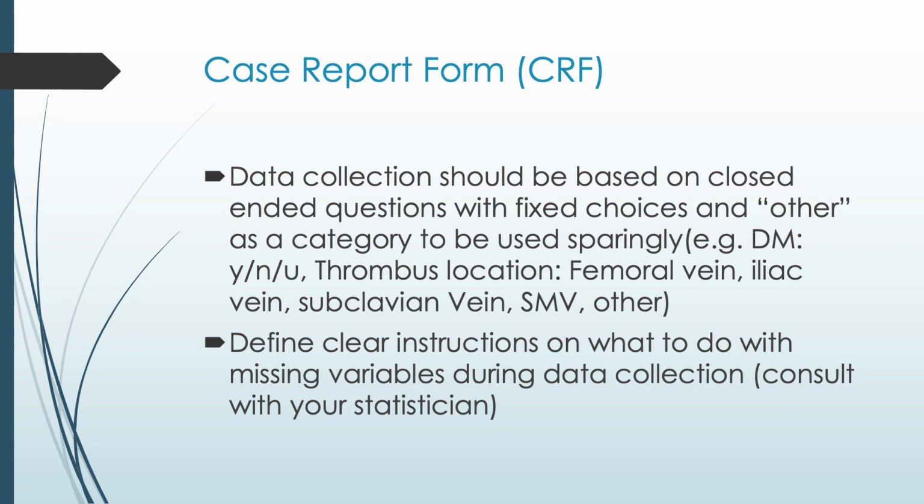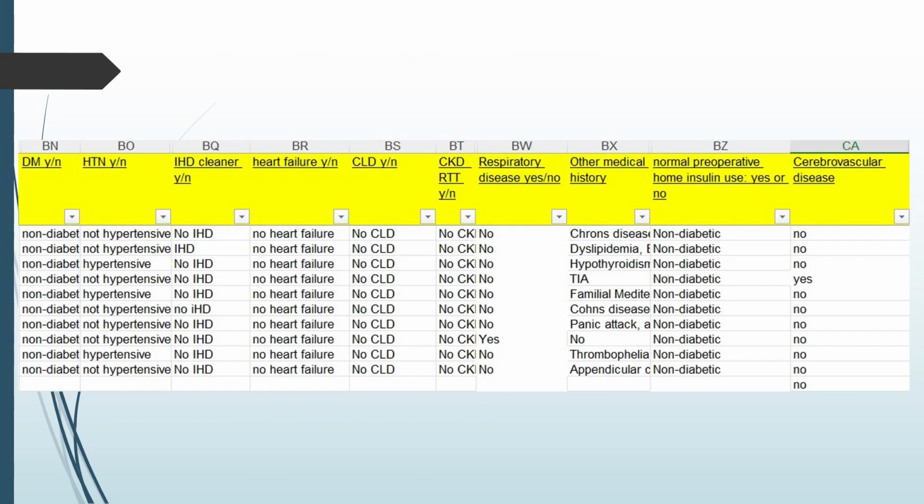Data collection should be based on closed-ended questions with fixed choices, and other as a category to be used sparingly. For example, diabetes, yes, no, unknown. Thrombus location, femoral vein, iliac vein, subclavian vein, SMV, others. Have clear instructions on what to do with missing variables during data collection. Consult with your statistician beforehand as to how they think you should deal with the missing variables, because they're going to be the ones dealing with them later.